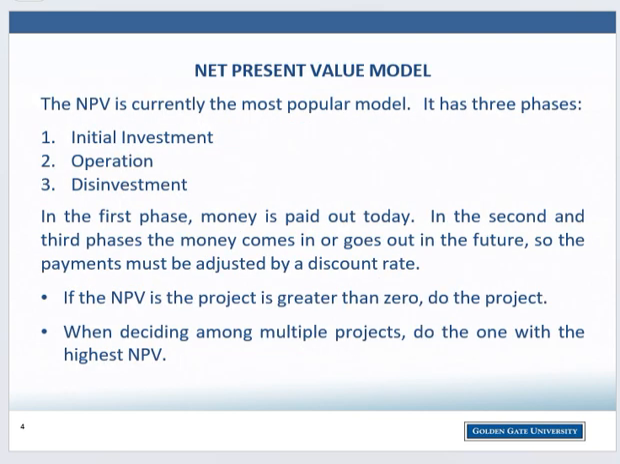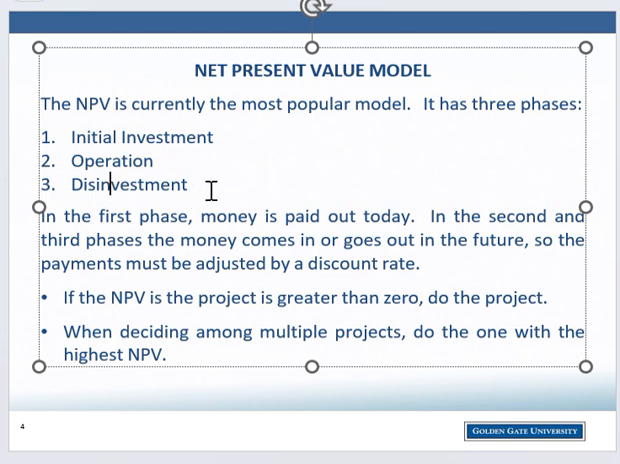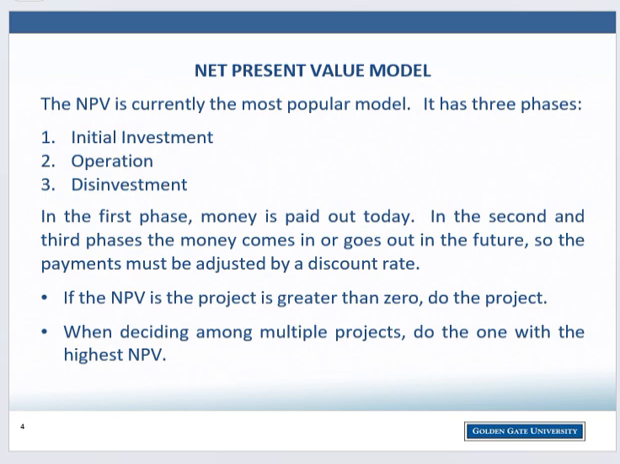The net present value model takes into account three phases: the initial investment, the capital outlay; the operation phase, where you are going to make money; and the disinvestment phase, where typically you are going to make money by selling the equipment that you are no longer going to use. In some cases, you may actually do some capital outlay to finish the project. But typically, as I mentioned, this third part is a cash inflow.